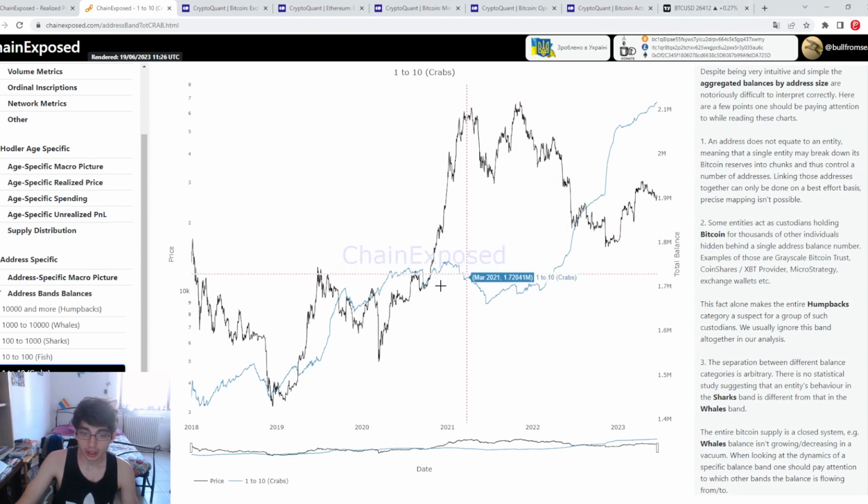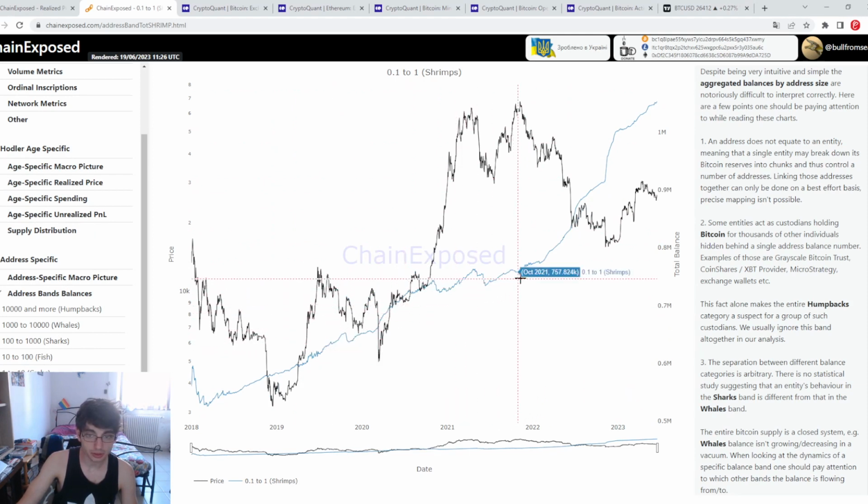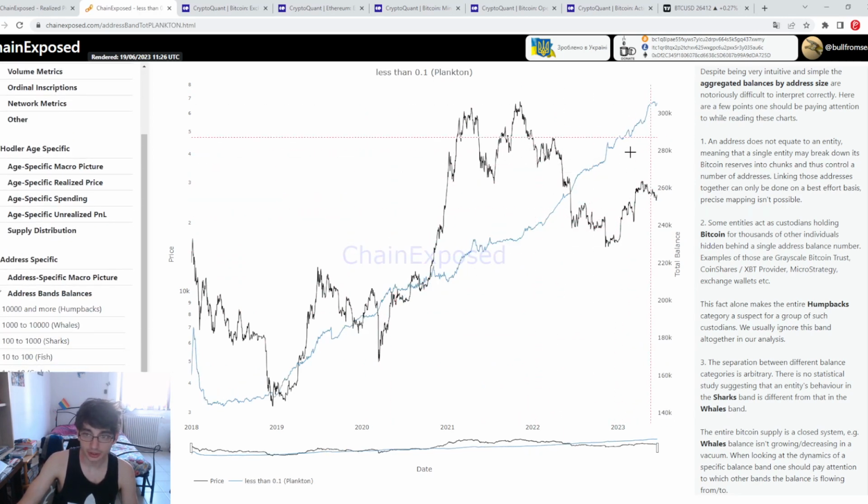Even in a bear market, they buy even more. So the 1 to 10 Bitcoin holders and the 0.1 to 1 holders, they are shrimps. They just keep buying, and even more in the depth of Bitcoin. 16k Bitcoin is attractive, as you see right here.